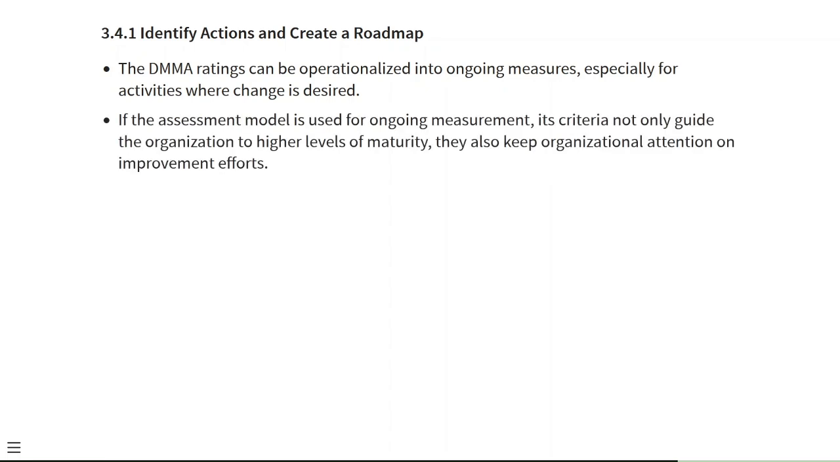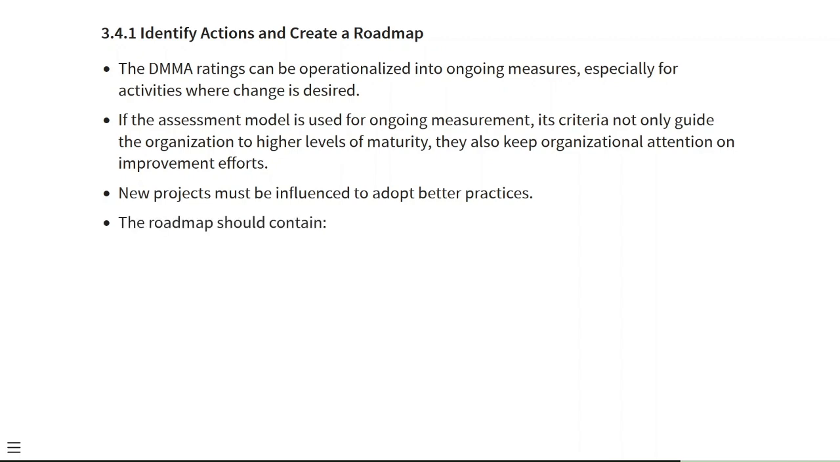The DMMA ratings can be operationalized into ongoing measures, especially for activities where change is desired. If the assessment model is used for ongoing measurement, its criteria not only guide the organization to higher levels of maturity, they also keep organizational attention on improvement efforts. New projects must be influenced to adopt better practices.